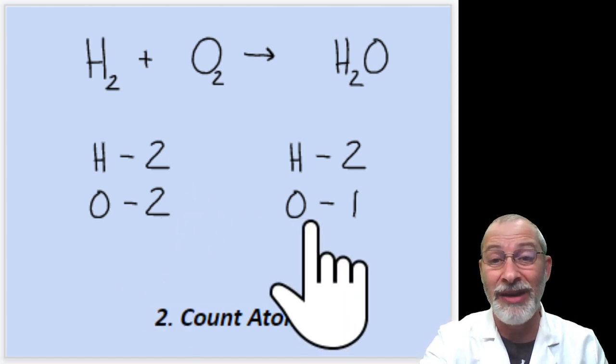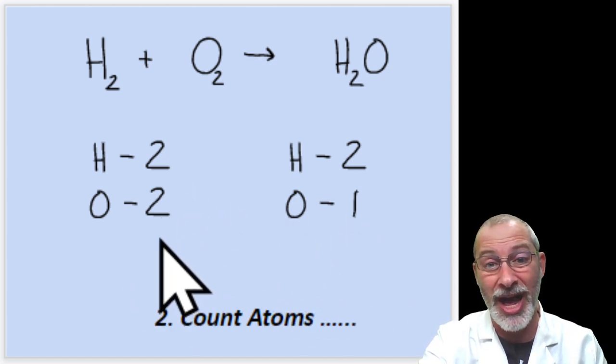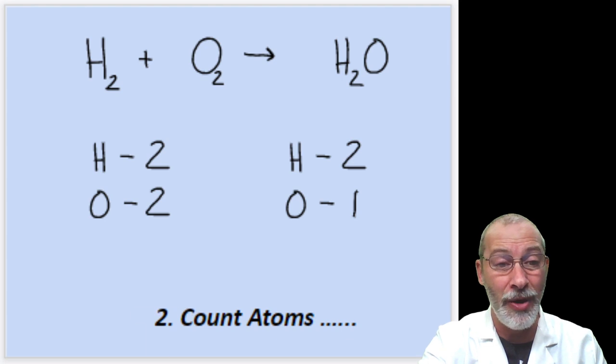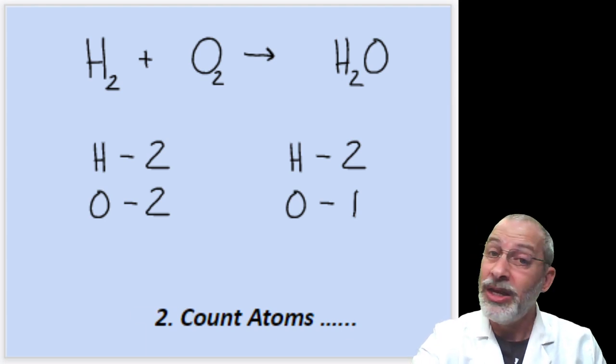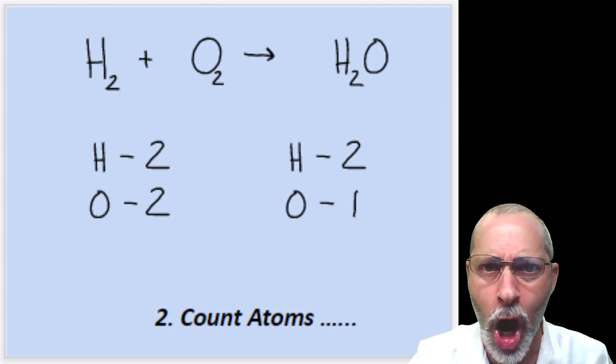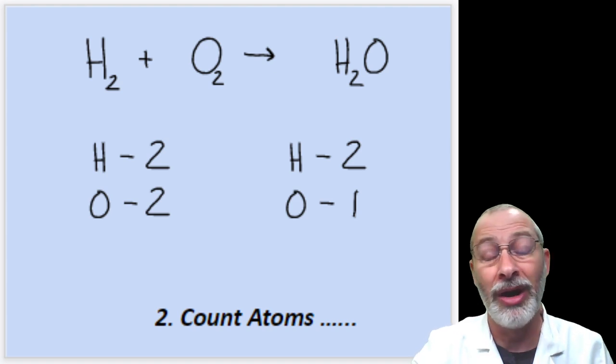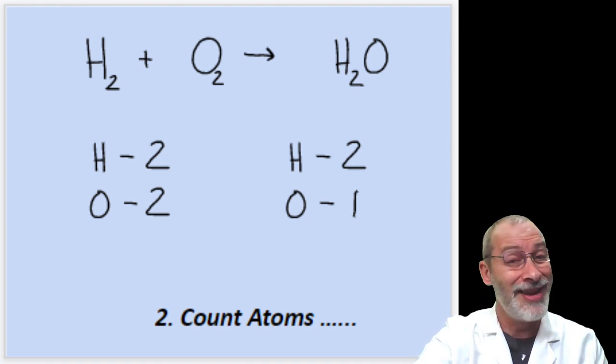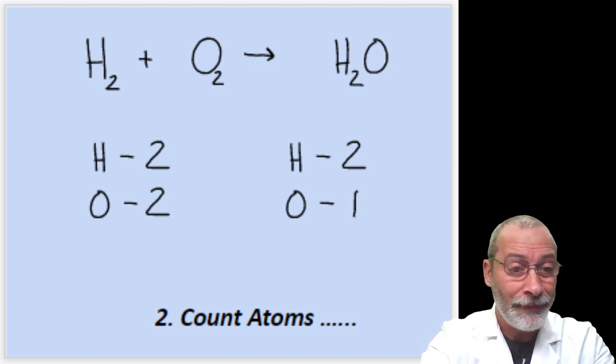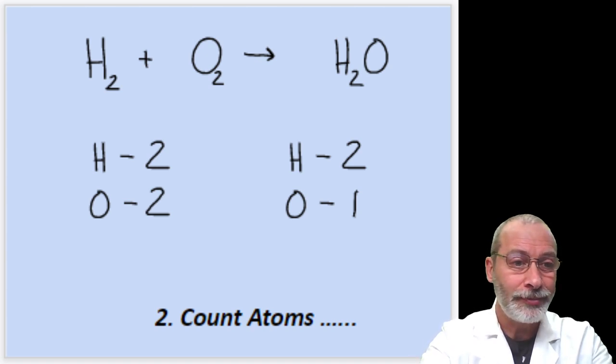Do you have the same number of oxygens on both sides? The answer is no. So what does this show? It shows that you are a lawbreaker. Well, not really. It shows that this is not a balanced equation, which means we have to continue.